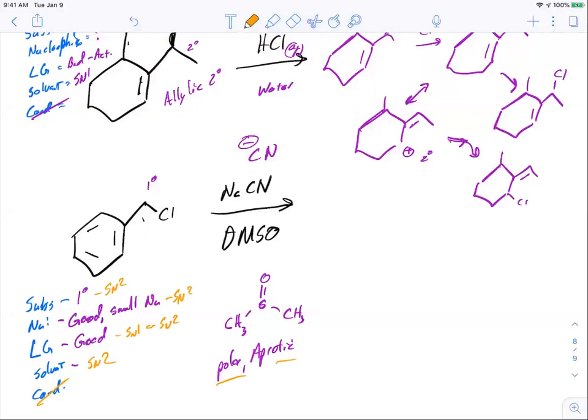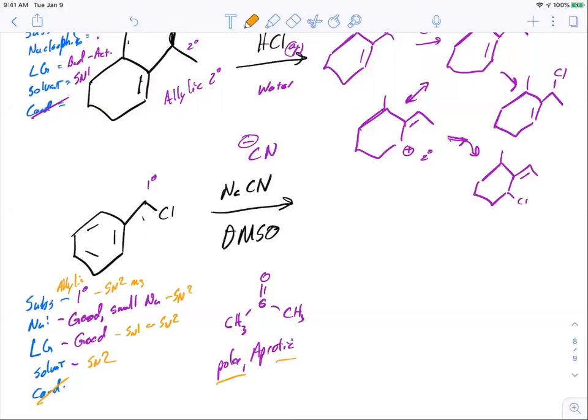So what I would think from this is, even though this is an allylic carbocation, that could potentially be SN1. Everything else here is pointing to SN2. Now, in this case, it doesn't actually determine the answer.